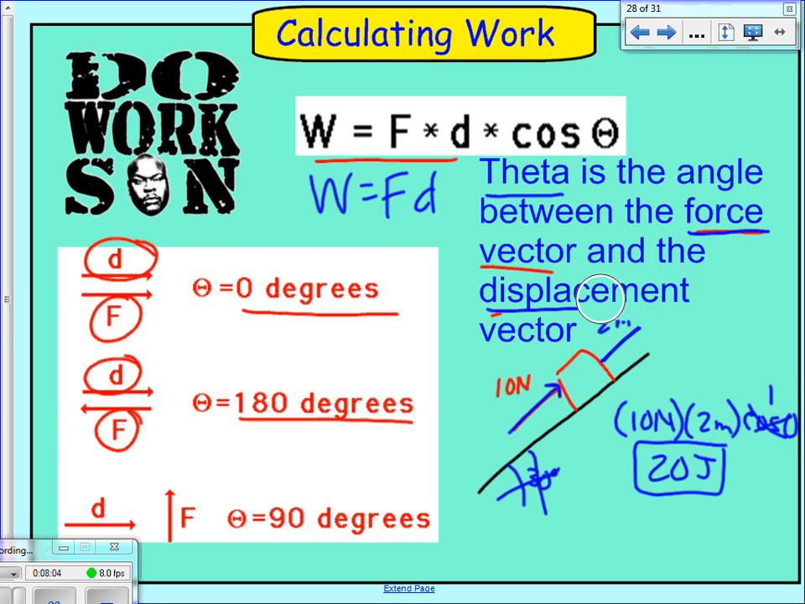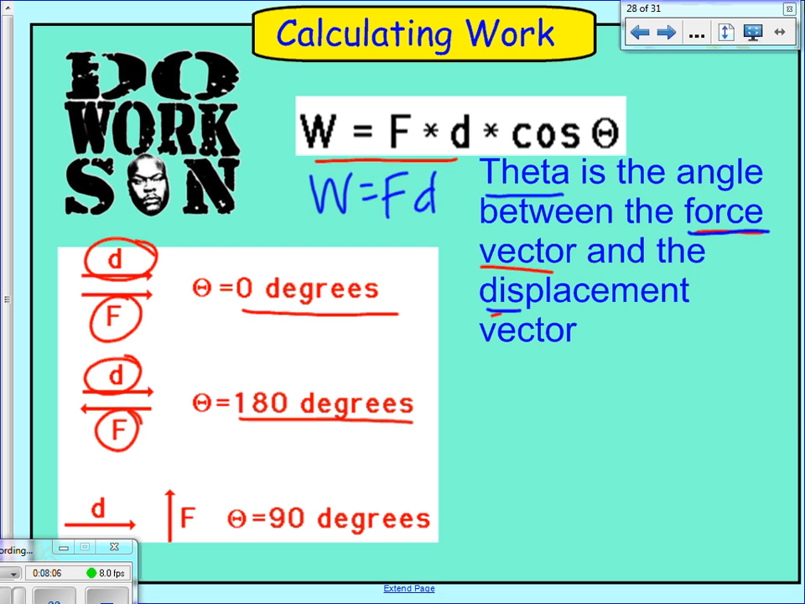Finally, let's look at one last example. Let's say I have a flat surface, and I've got the block sitting on the flat surface, and I apply a diagonal force of 10 newtons that is angled at 30 degrees above the horizontal. And when I push, the block moves 2 meters to the right. What is the work done?